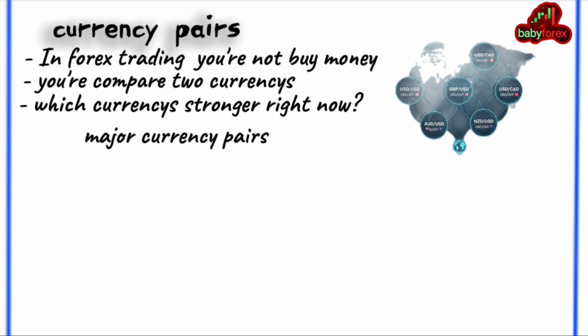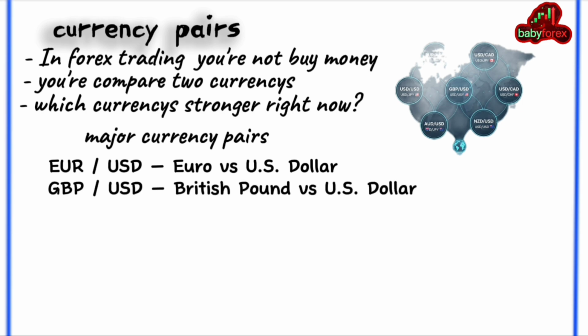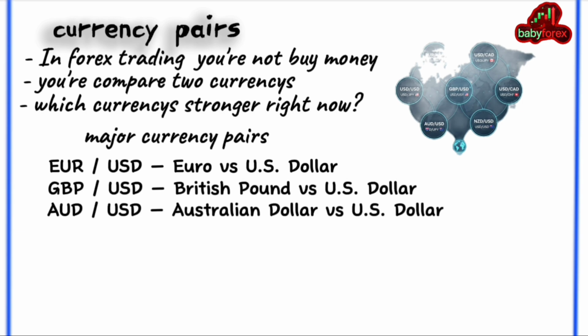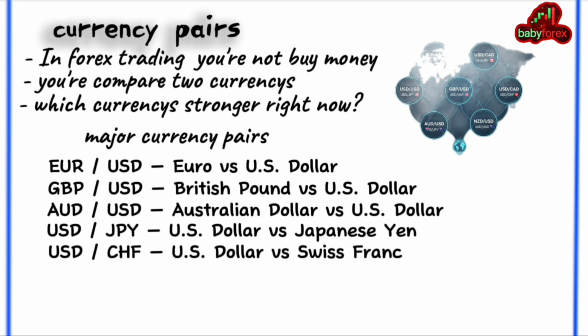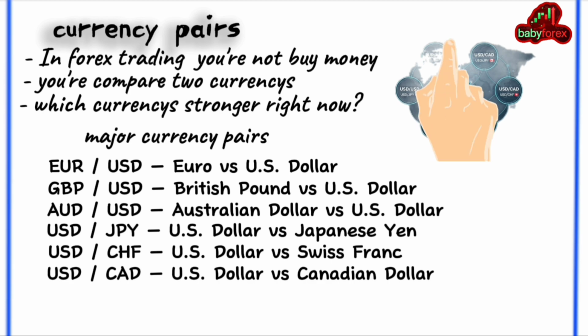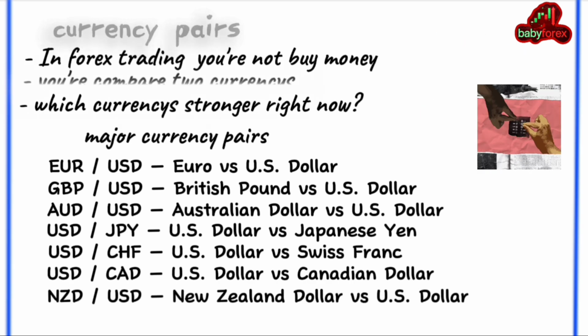Major currency pairs, beginner-friendly. Now let's look at the most popular currency pairs. These are called major pairs, and they are great for beginners. EUR/USD, Euro versus US dollar. GBP/USD, British pound versus US dollar. AUD/USD, Australian dollar versus US dollar. USD/JPY, US dollar versus Japanese yen. USD/CHF, US dollar versus Swiss franc. USD/CAD, US dollar versus Canadian dollar. NZD/USD, New Zealand dollar versus US dollar.